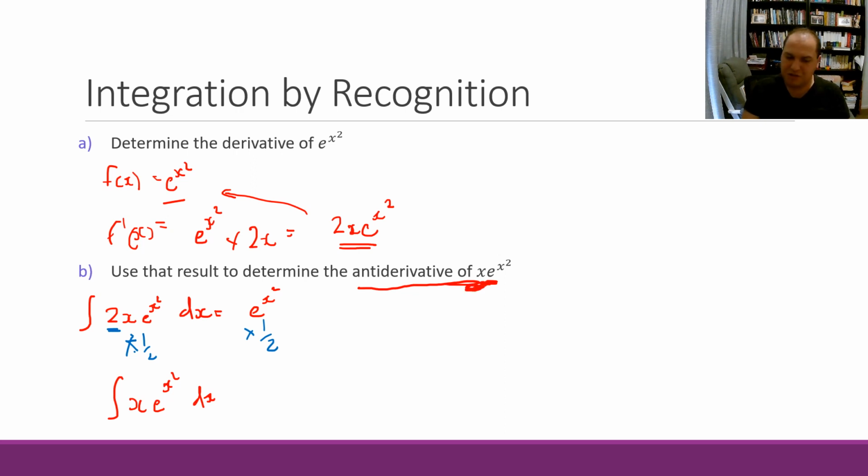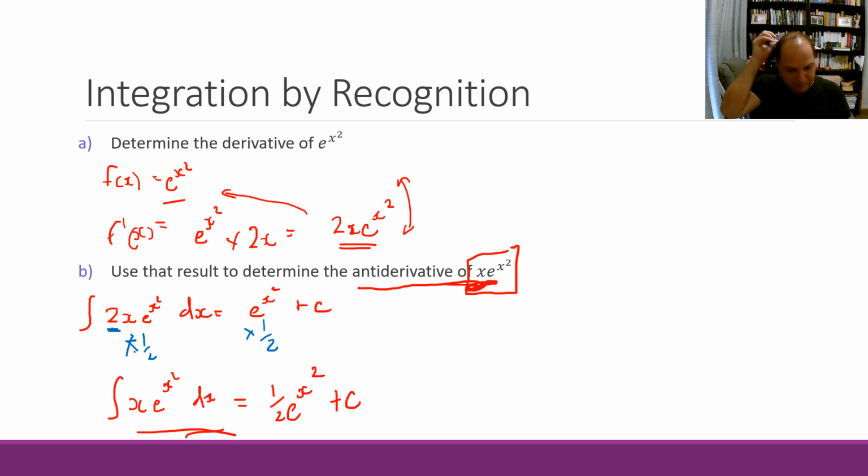So I wrote my answer to the previous question in terms of an integral, and then just realized if I multiply that by half, I get the integral that I want, x e to the x squared. Now that's going to equal half times e to the x squared, so that's just half e to the x squared. And there's my solution. I should probably put a plus c on the end there.